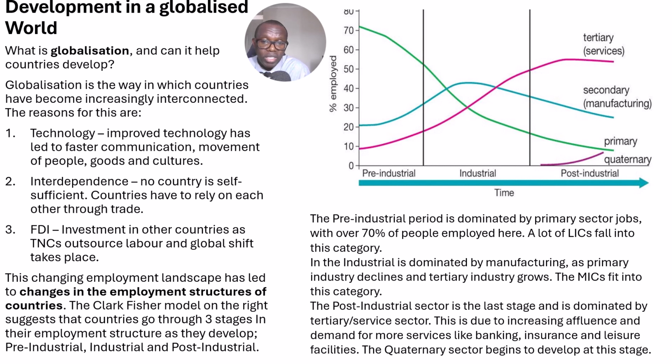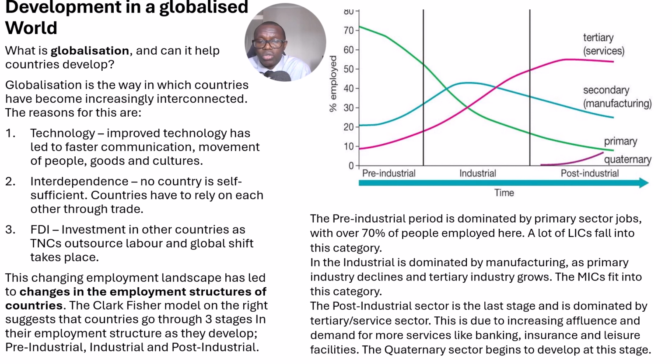Now, the primary sector being the sector where people get raw materials from the land or the sea. So farming, fishing, and so on are the industries that people work in. Now, during the pre-industrial stage, the manufacturing or the secondary sector of industry is fairly low at just above 20%. And then the tertiary sector, which is the service sector, is also quite low, is the lowest actually, at under 10%.